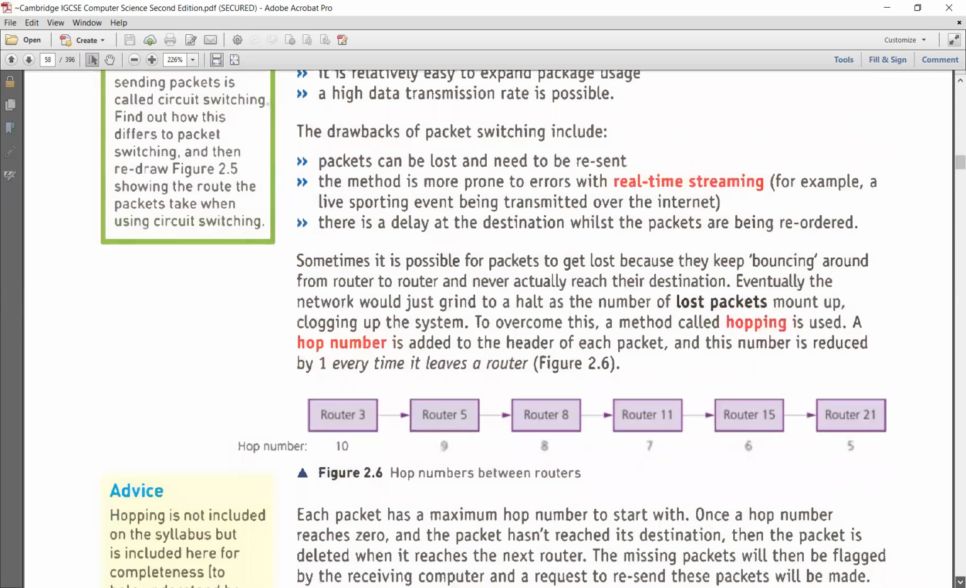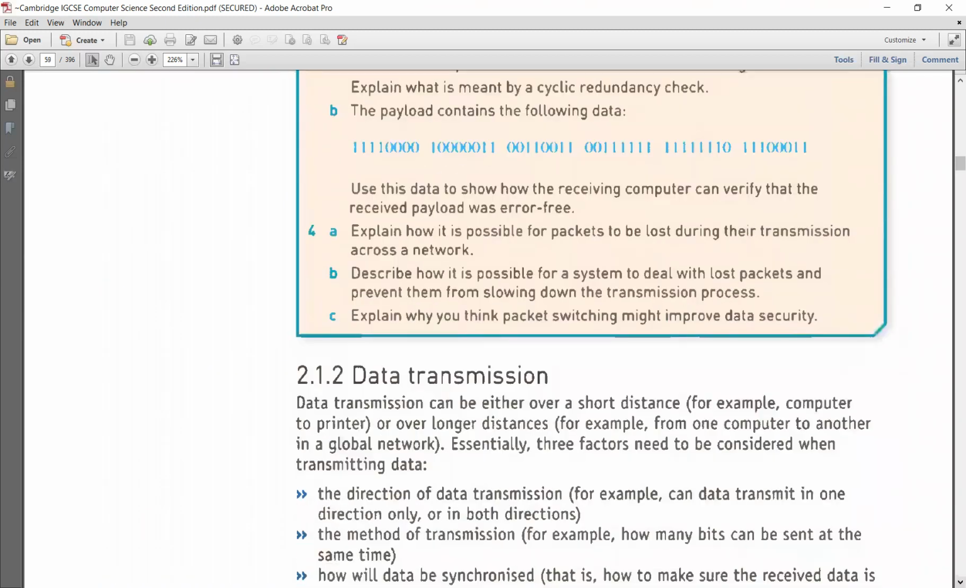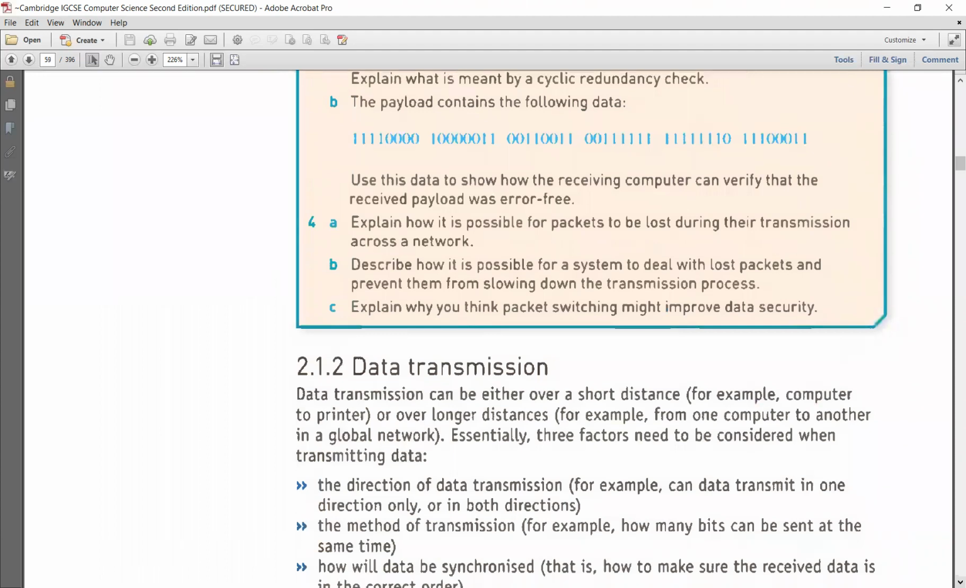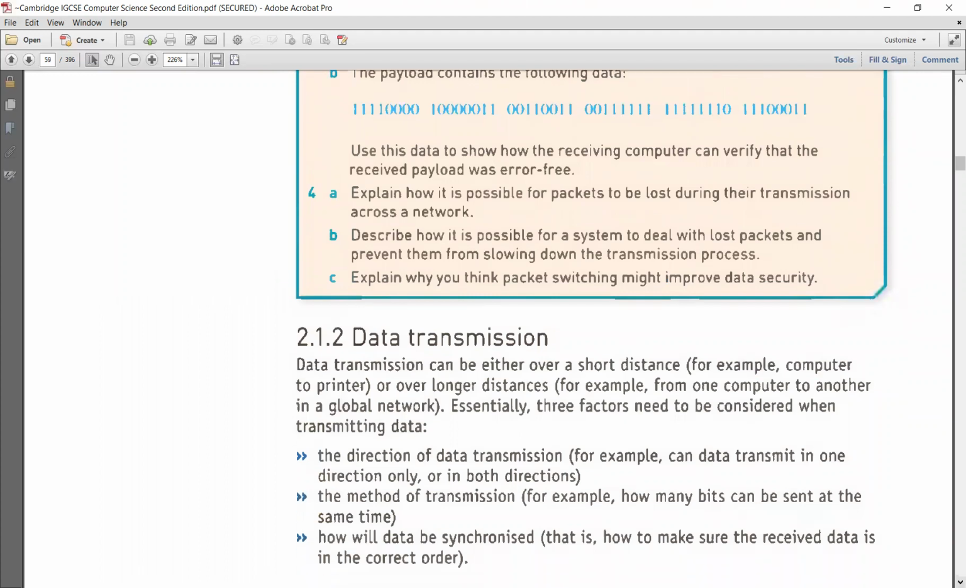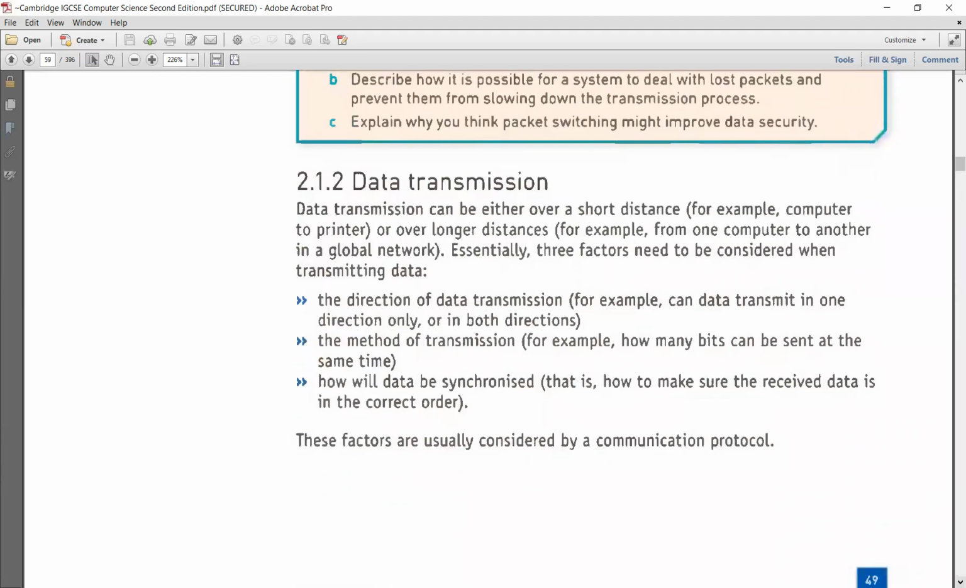After that, what you need to know is the method of data transmission, a very important thing. The direction of transmission can be one direction, which is called simplex, or 2 directions, which is duplex, further classified into half or full. Then we have the method of transmission, which is how many bits are being transmitted. If it's 1 bit at a time over a single wire, that means it is serial transmission. Multiple bits transmitted over several wires is parallel transmission.